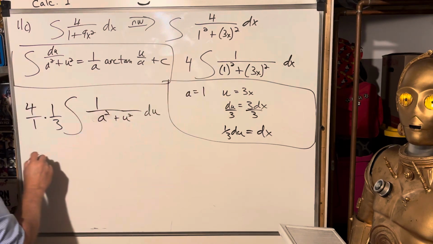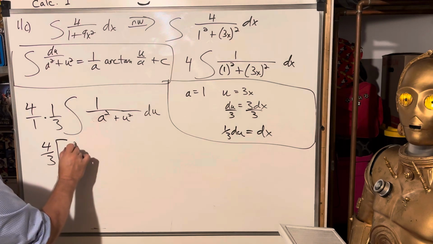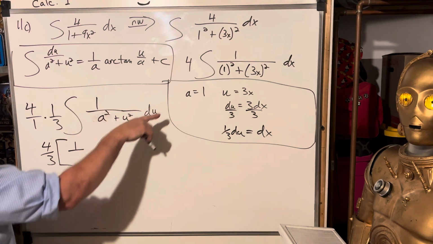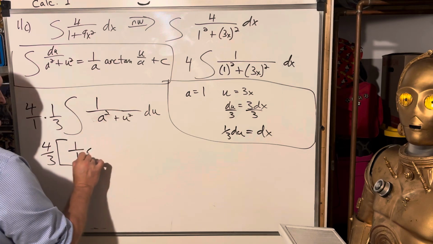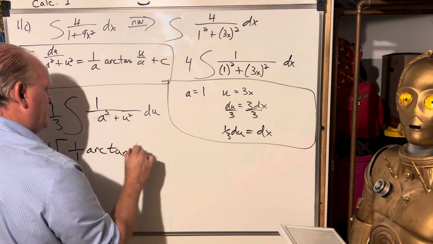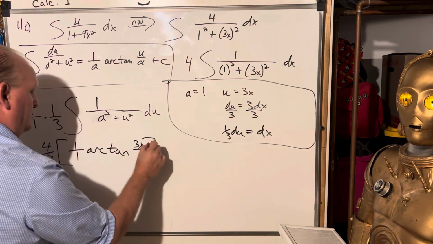So write that out. So what do we got? 4/3 times 1 over, and let's just put the numbers in there. A is 1, arctan, u is 3x over 1, and then plus c.